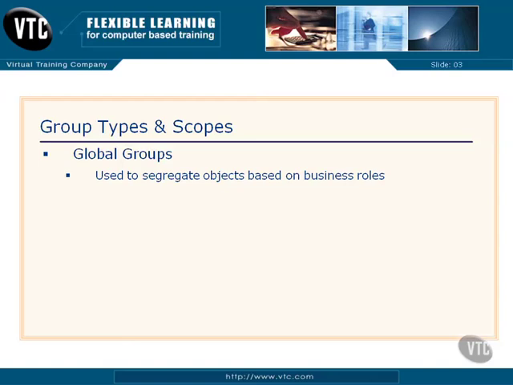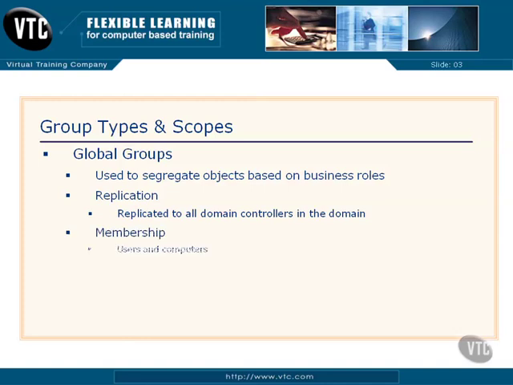Good example. You hire me, my name's Mark, you put me in sales, so I go into the sales global group. I also have to do a little bit of accounting, so you put me in the accounting global group. Also from time to time I work with marketing people, so you put me in the marketing global group. Okay, so I'm a member of all those groups. Now replication: that global group automatically gets replicated to all domain controllers in the domain, meaning all the other domain controllers can see it and use it.